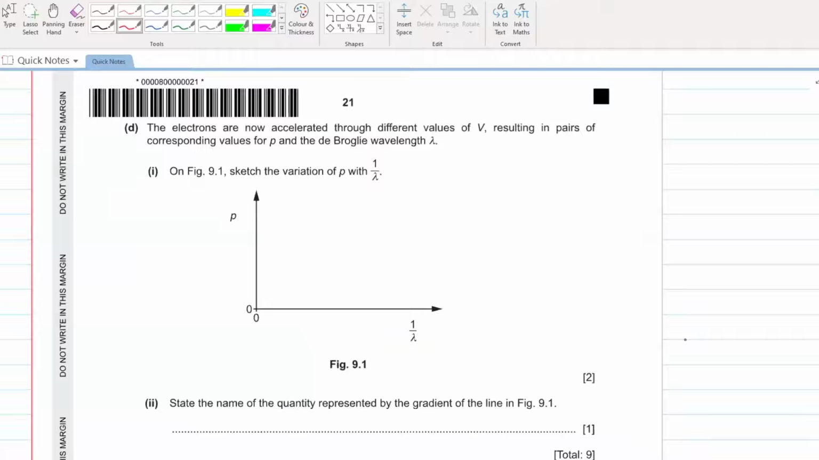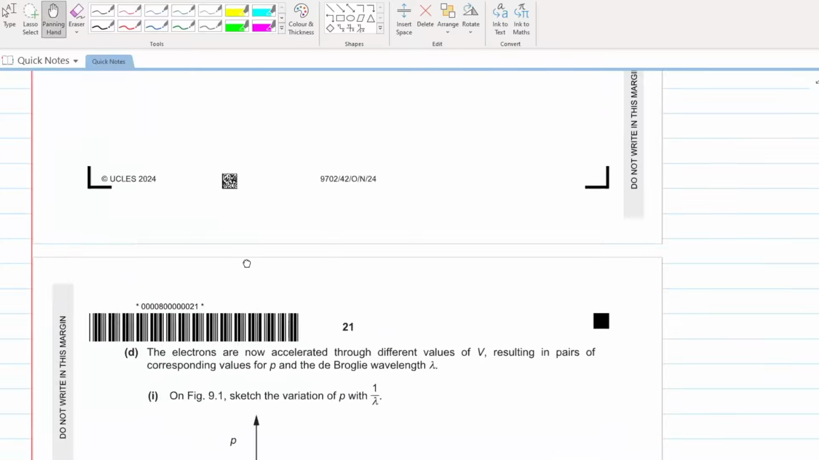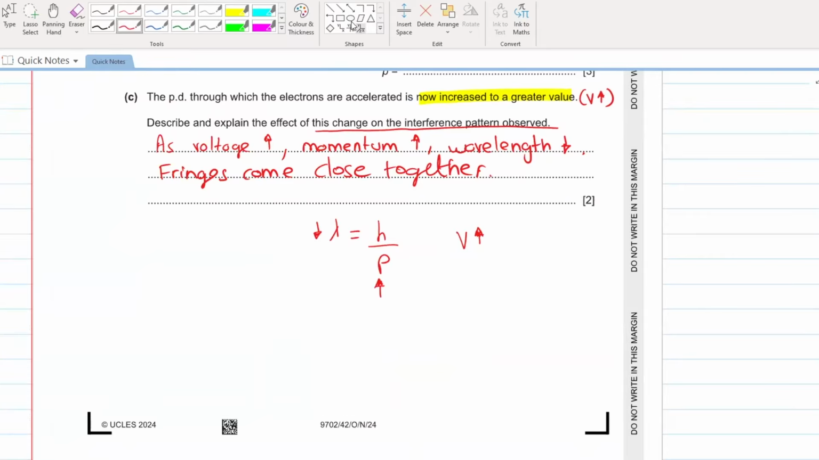Now you have to sketch the graph of momentum versus 1 over lambda. This is an interesting graph. Beta, what is the relationship, very easy. What happened today, you haven't studied? What do we call the distance between two fringes, the distance between two wave fronts? Wavelength. If your wavelength decreases, fringes will move closer together. Yes, basic A level physics. Sorry, AS level physics.